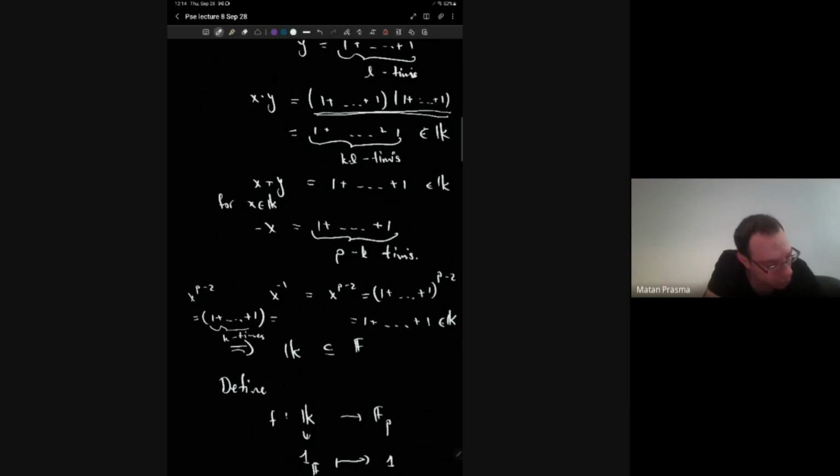If you remember in groups, if you add an element to itself k times in an abelian group, we denote it as k times the element. And the same is true for fields. I can denote k times one, and so I can simply denote it as k. This is like k times one.